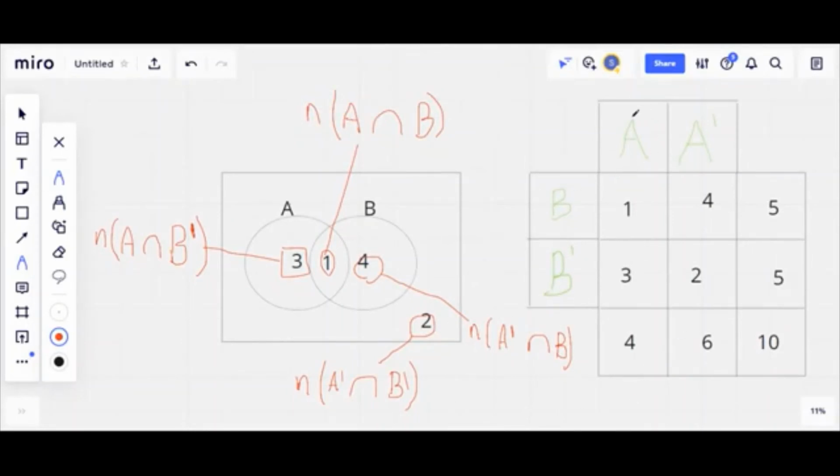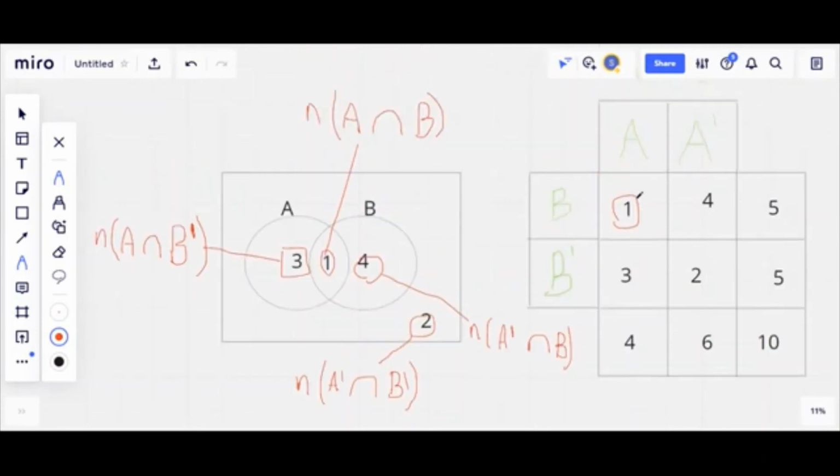So if we have a look, we've got our A and our B, and the one that falls into both is 1. So that value goes straight into here. The other way to write it, not A and B, is 4. So our total value of numbers of B should be 5. So we've got 1, we've got 4, so that's 5, so that's right. And then we've got not B. So we've got not B, but includes A. We've got 3 here and 3 here. Not A and not B is our one down here. We've got 2.